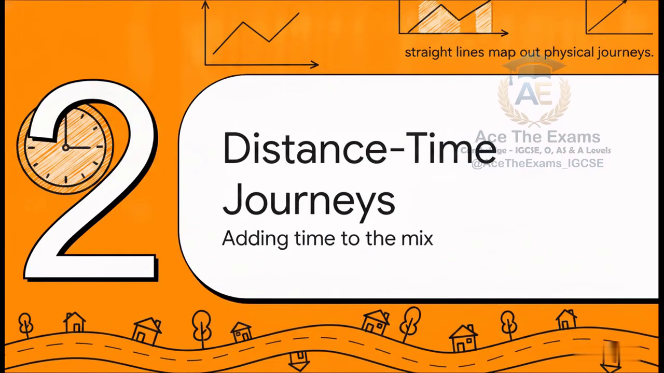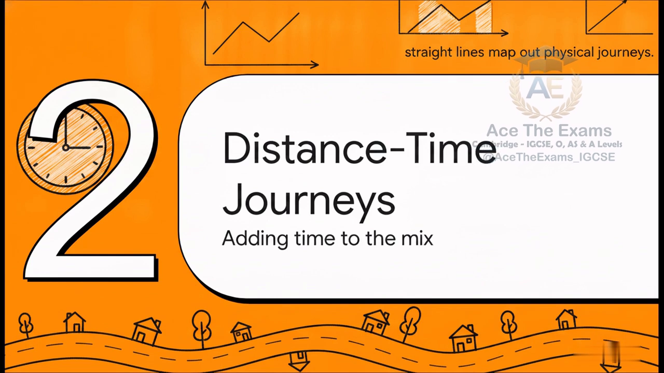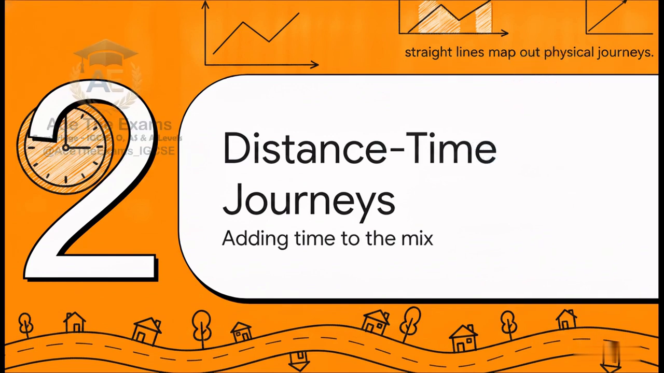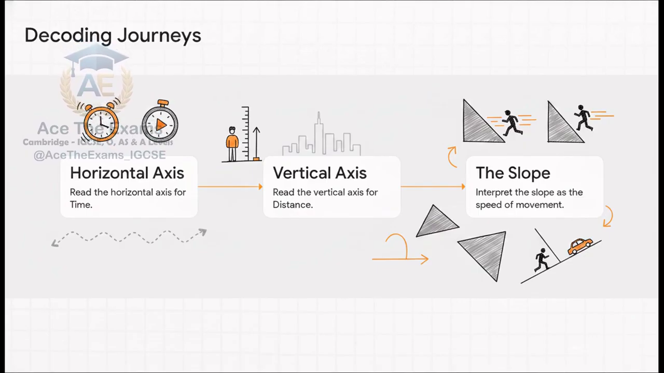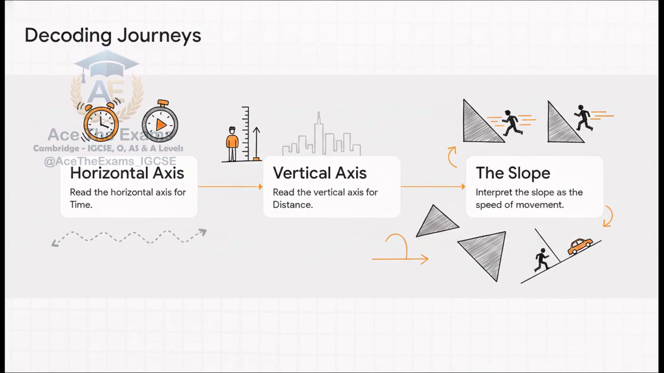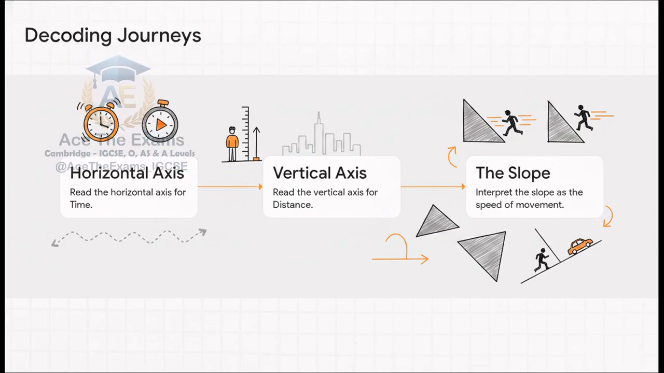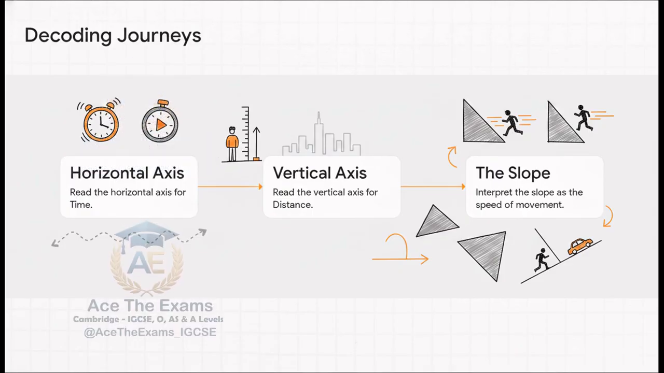Section 2. Reading distance-time journeys. We are adding time into the mix. To properly decode these graphs and avoid the careless mistakes that students like Sam make when they rush, you need a framework. Treat these graphs like a narrative. Step 1, always read your horizontal axis first. This is your timeline, the ticking clock of the journey. Step 2, read your vertical axis. This tells you how far away the object has traveled from its starting point.